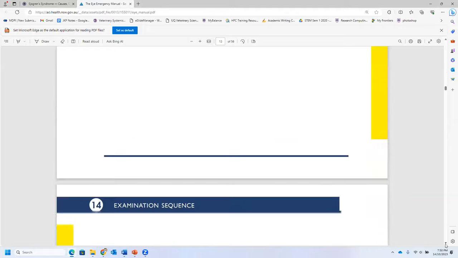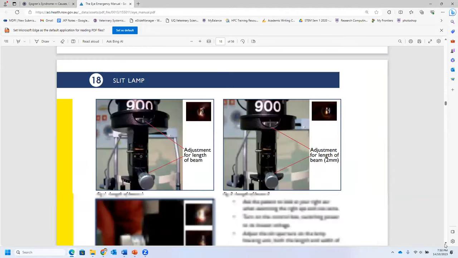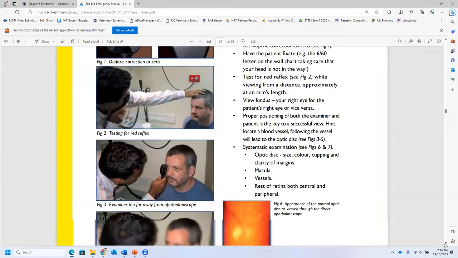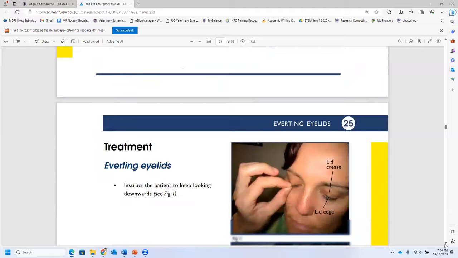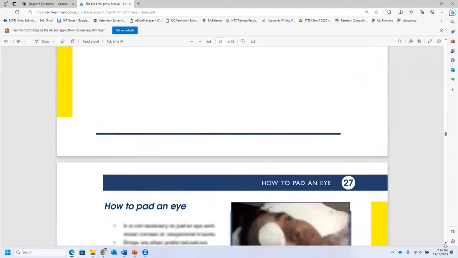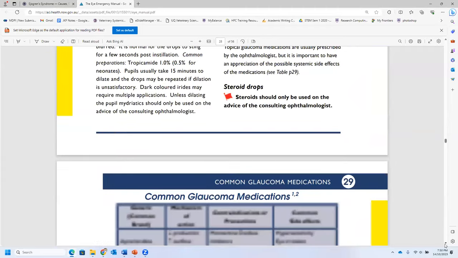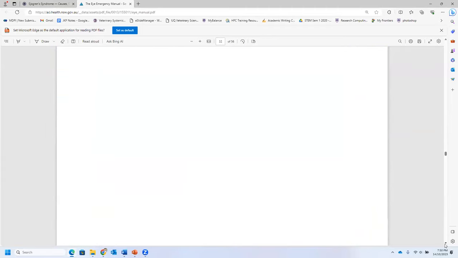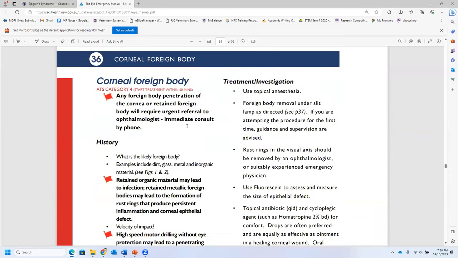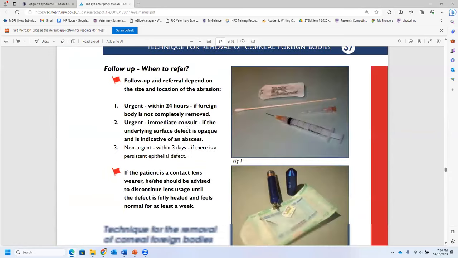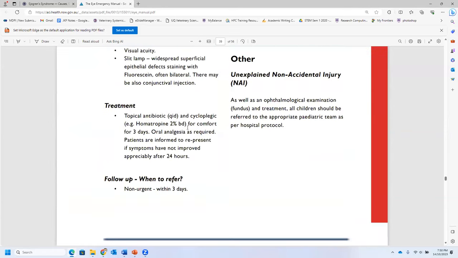In JM also, there is a very nice table they have given you that you can study conjunctivitis from. And they have written about types of red eye: acute red eye, chronic red eye, painful red eye, painless red eye. So, corneal foreign body. See, this guideline has everything you need to know as well.